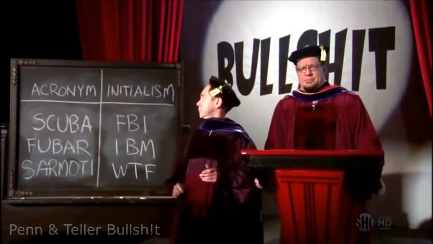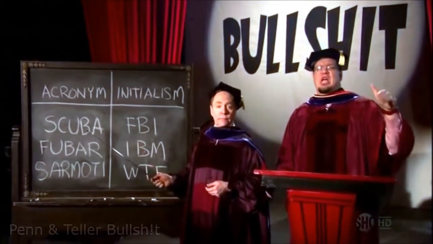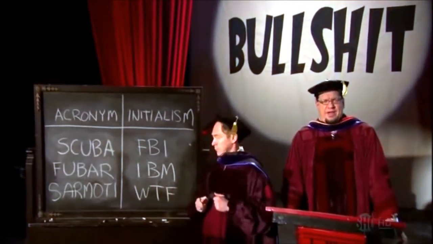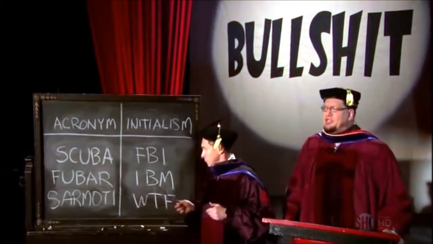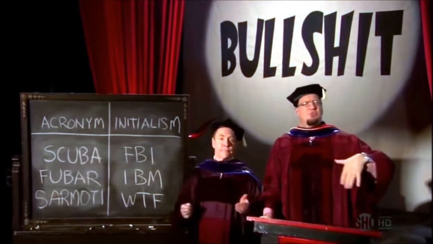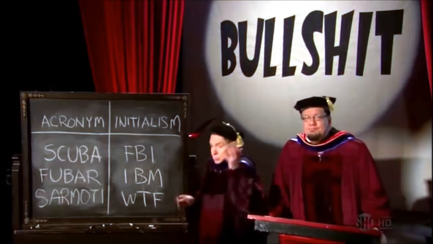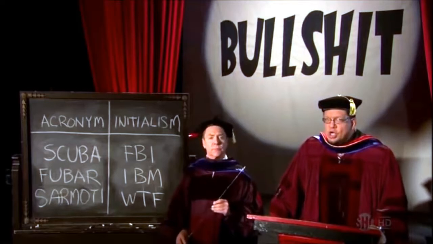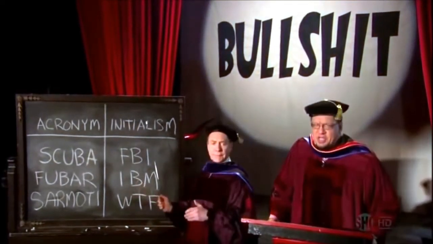They're initialisms, a bunch of initials. Acronyms are initialisms you pronounce like a word. Scuba, self-contained underwater breathing apparatus. You can pronounce scuba. Fubar, fucked up beyond all recognition. Sarmodi, Siegfried and Roy, masters of the impossible. Initialisms you can't really say: FBI, IBM, WTF. It just doesn't work. So please, friends, recognize the difference between acronyms and initialisms.